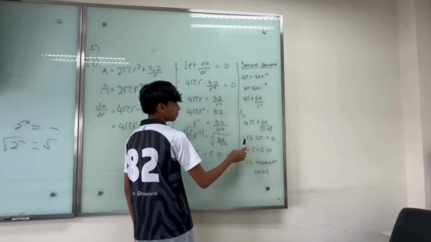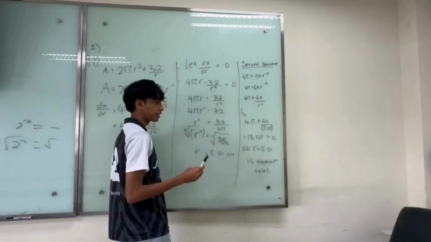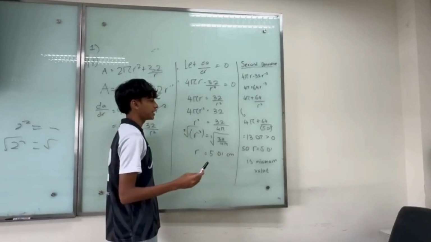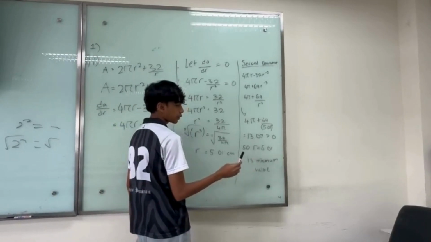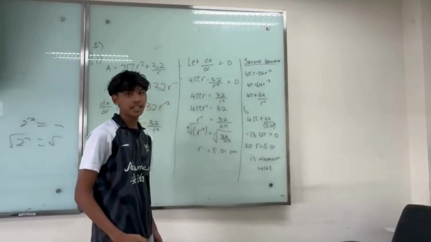And then we will get 13.07, which is greater than 0. And if it is greater than 0, then r equal to 5.01 is the minimum value. That's all.